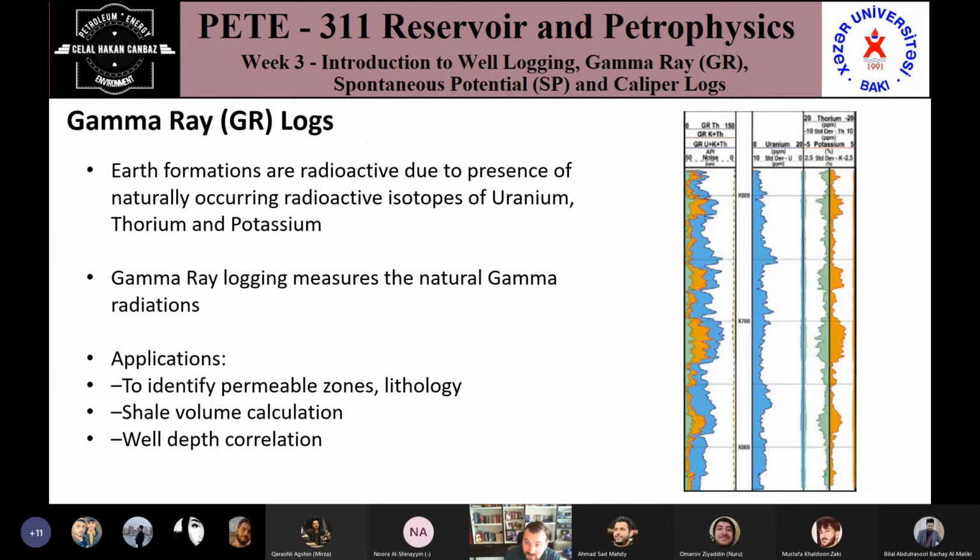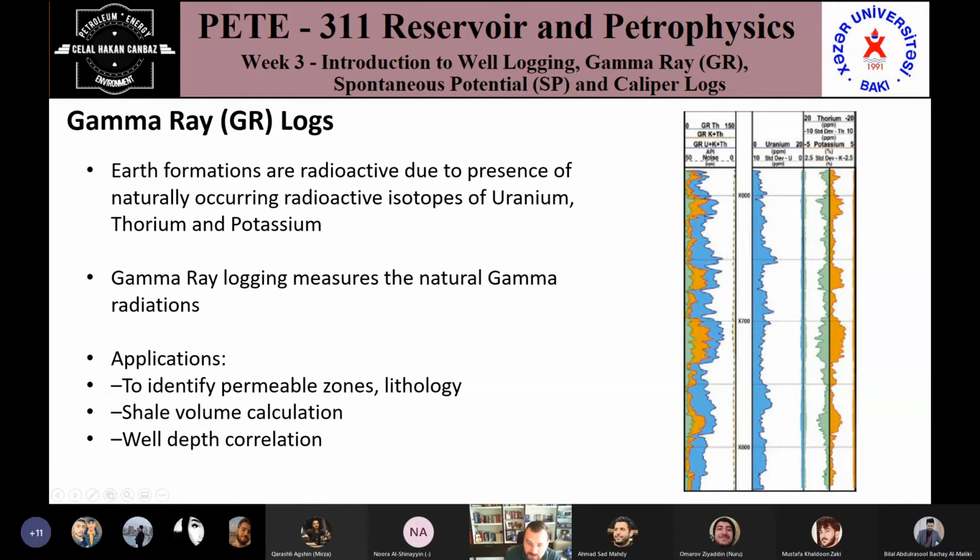So a gamma ray log example in here with the colored version you can see here. Earth formations, we said, are radioactive due to the presence of naturally occurring radioactive isotopes of uranium, thorium, and potassium. So gamma ray logging measures the natural gamma radiations. Its application area is to identify the permeable zones and lithology, shale volume calculation, and well depth correlation.